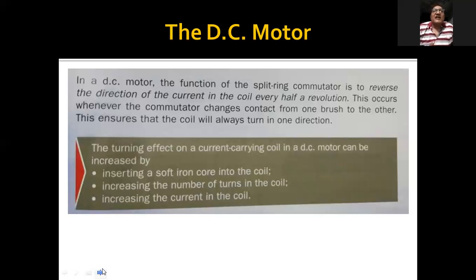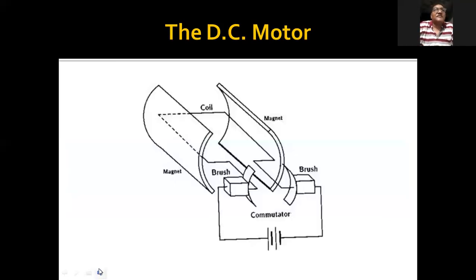The more the current in the coil, provide the motor with more current, and the speed of the coil, or the motor, will be faster. The turning effect of the coil will become larger. Okay, so let's move to the next thing.